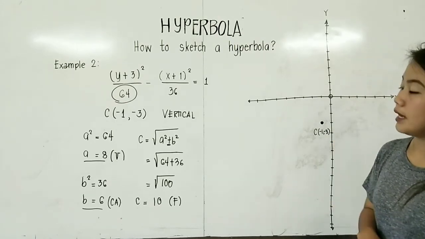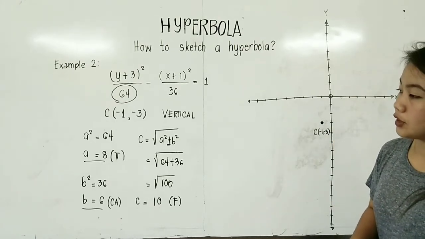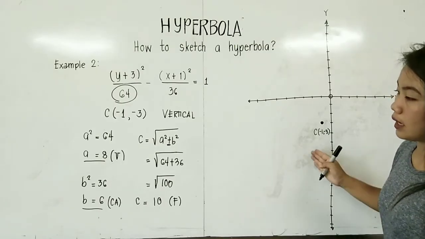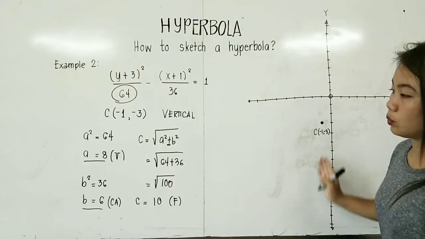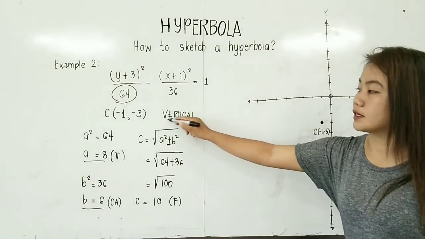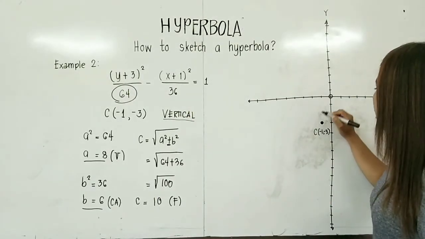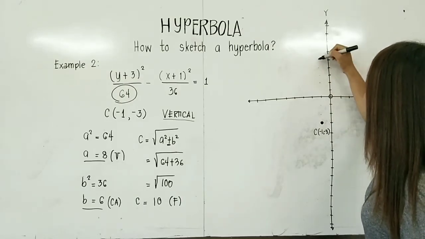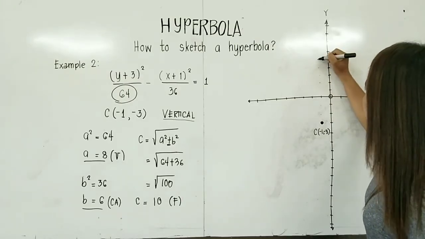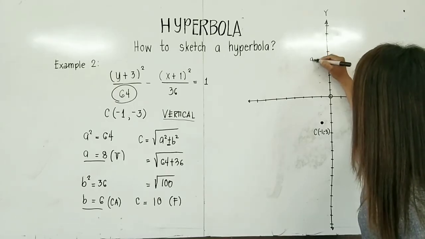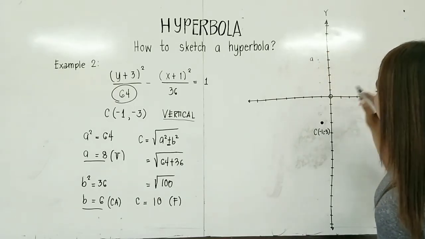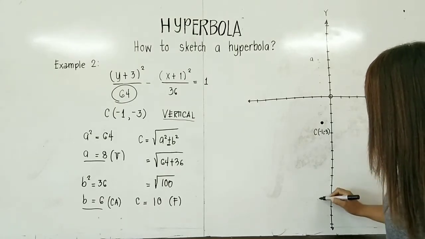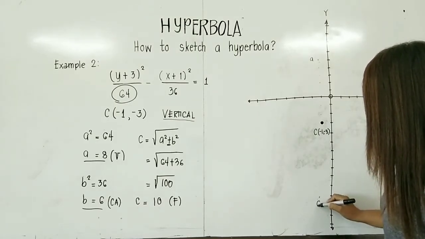So now let's have our central box. Our a is positive 8. So we will count 8 units upward and downward again because the transverse axis is vertical. So 1, 2, 3, 4, 5, 6, 7, and 8. So this is our 8 here. Next, 1, 2, 3, 4, 5, 6, 7, 8. This is another a.